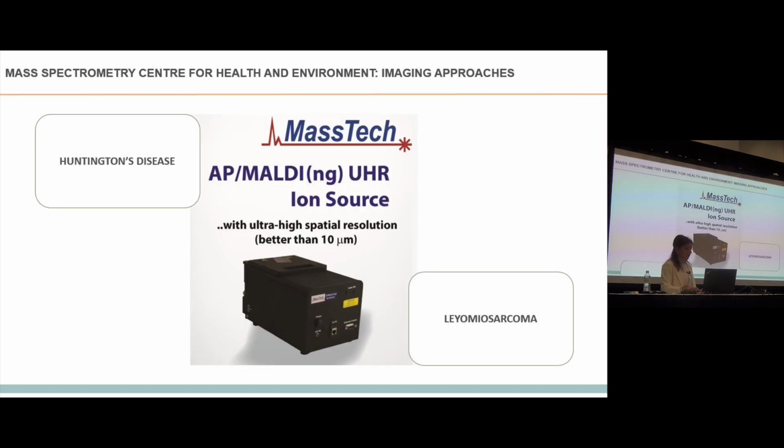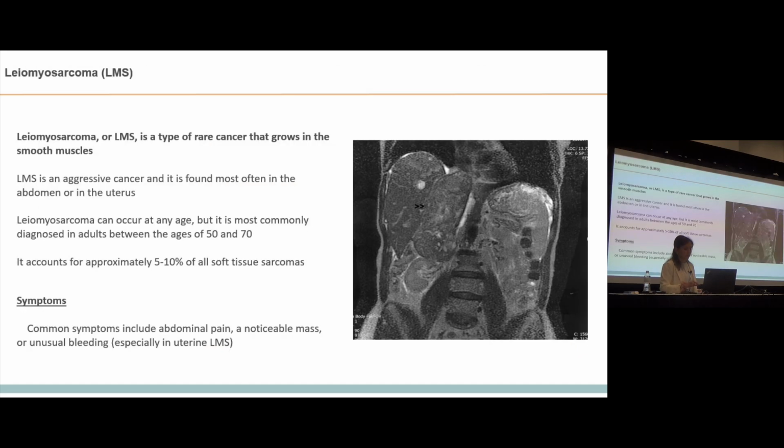But as I mentioned, our second example is related to a leiomyosarcoma study. Also in this case, a brief introduction. Leiomyosarcoma is a type of rare cancer that grows in smooth muscles, and it is very aggressive, and it is found most often in the abdomen. It can occur at every age, but in most cases we find it starting from 50 years.